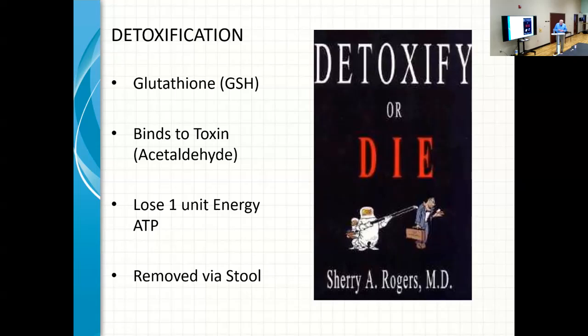So the more you have to detoxify the body, the more units of energy you wind up losing. And that's why heavy drinking, like a weekend binge or a week-long binge, will deplete your energy, because the body is just trying to remove some of the toxins from the body to the point that it can't anymore. Next slide.